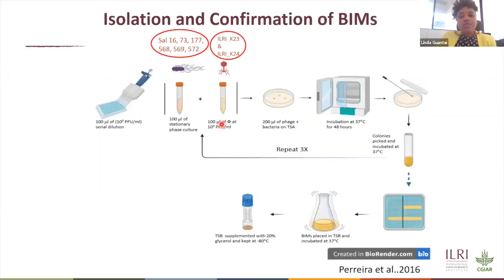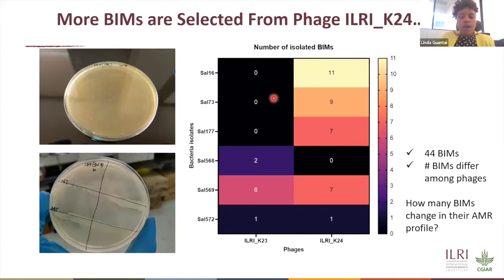So first, we isolated bacteriophage insensitive mutants using the 6 Salmonella Enteritidis I've shown previously, and the ILRI K23 and ILRI K24 phages. We were able to isolate 44 bacteriophage insensitive mutants, and we noted that the number of mutants differed among the phages, with more BIMs being selected when we used phage ILRI K24. The next aim was to determine how many of these BIMs could change in their AMR profile.